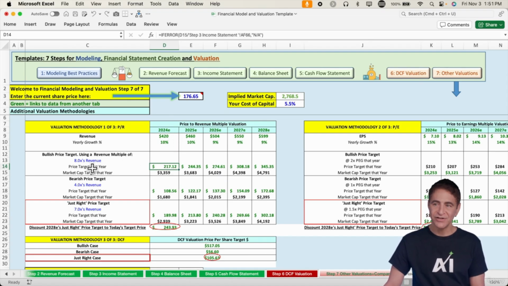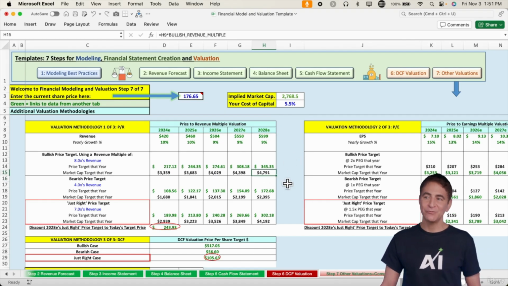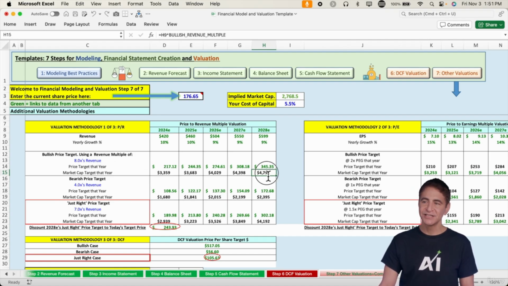So that is the price target for the company as of the end of 2024, using 8 times revenue. We do the same thing for each year going forward, and I'll explain why in a second. So for example, right here, by the end of 2028, we think the price target on a revenue multiple basis, using a revenue multiple of 8 times, is going to be 8 times that revenue number.